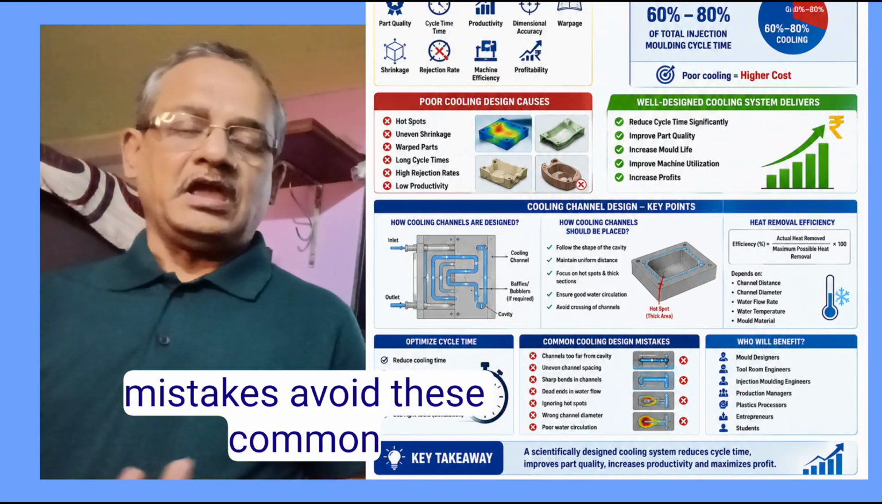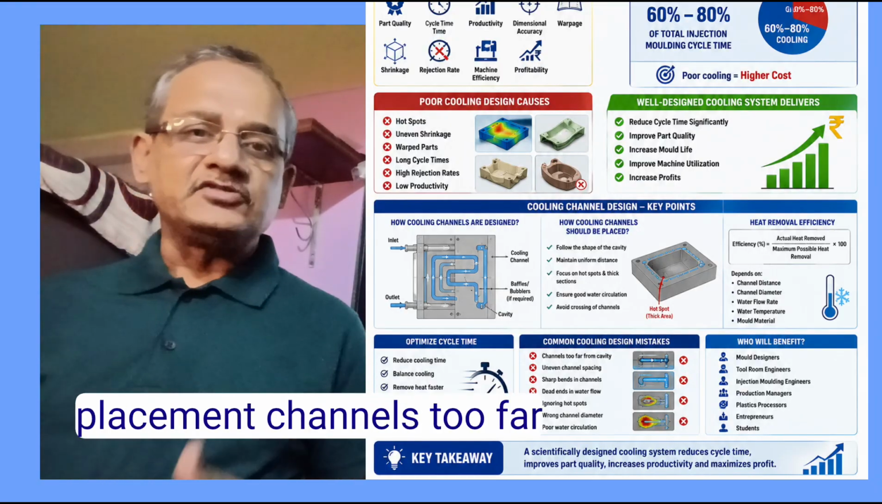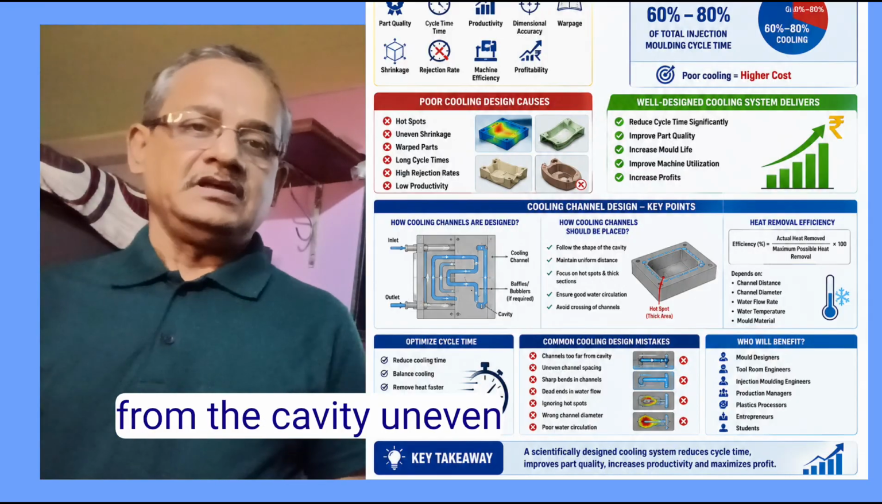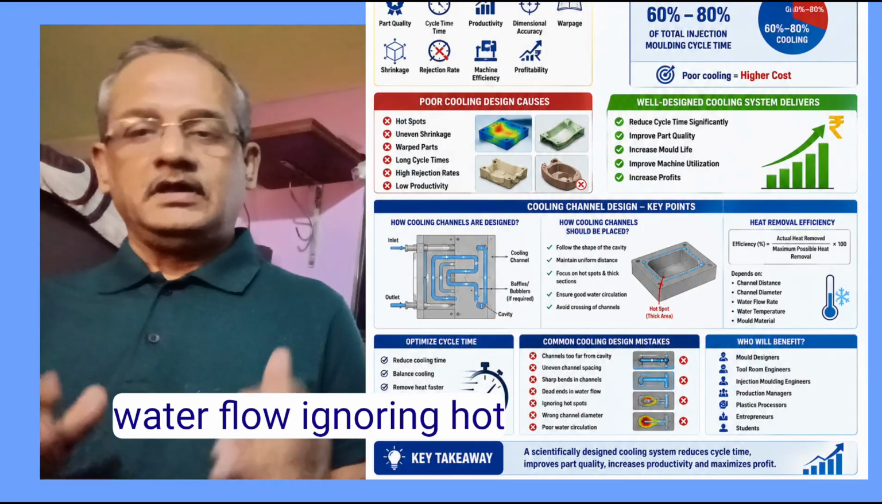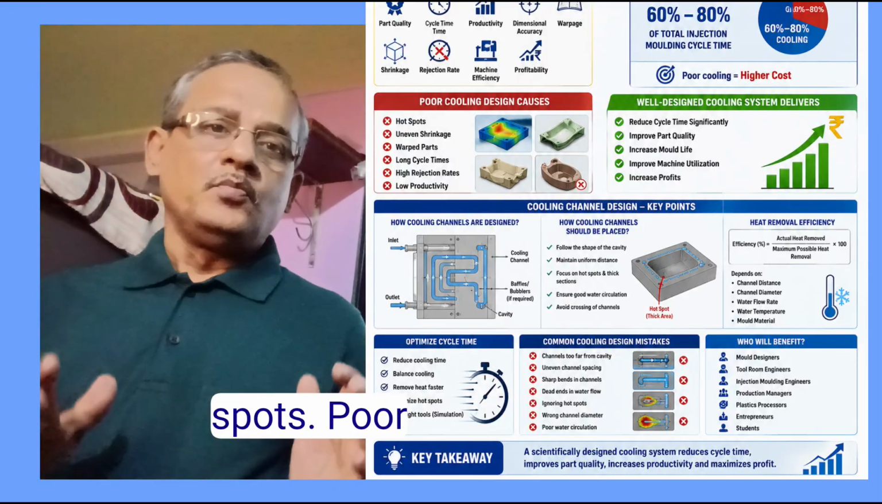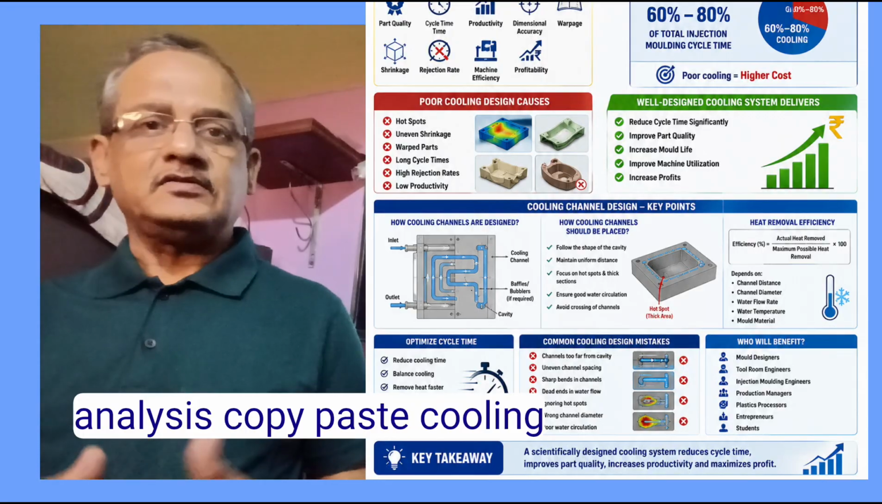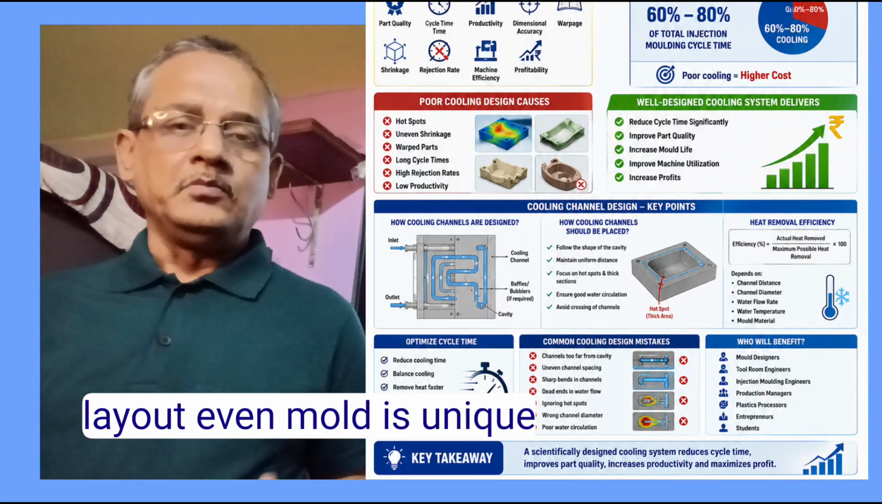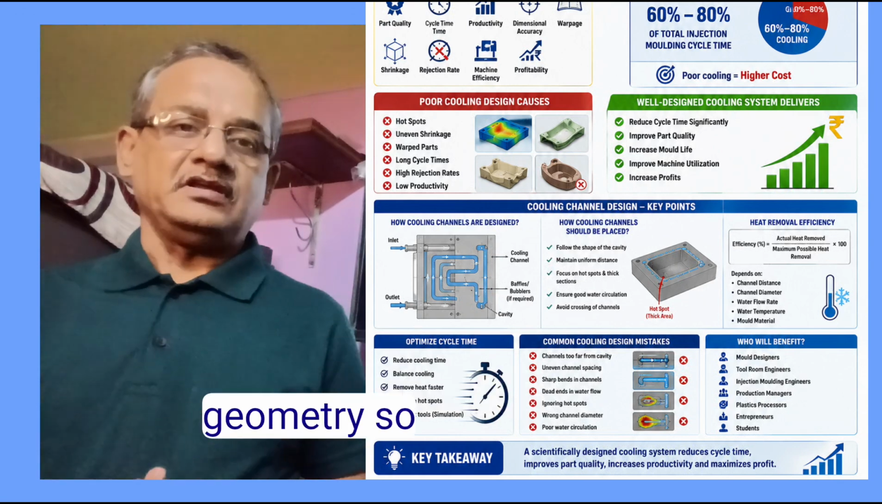Common mistakes. Avoid these common mistakes: poor channel placement, channels too far from the cavity, uneven channel spacing, low water flow, ignoring hot spots, poor core cooling, ignoring thermal analysis, and copy-paste cooling layout. Every mold is unique. Cooling design must match product geometry.